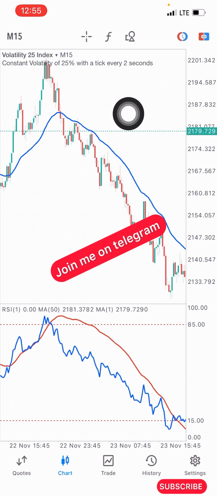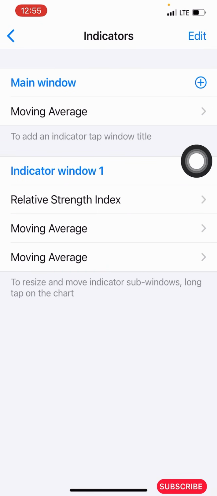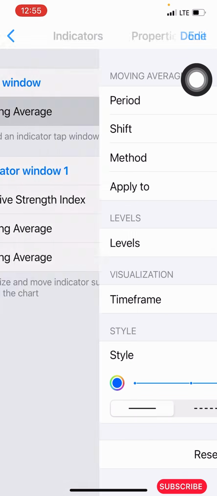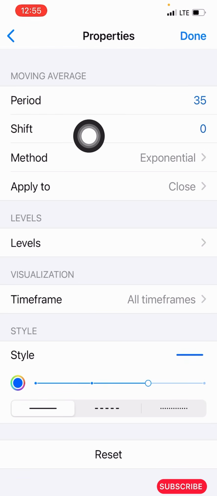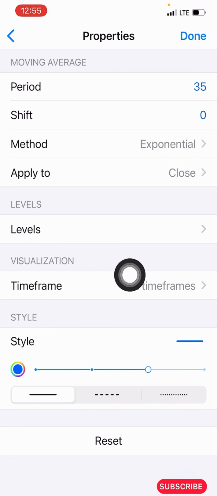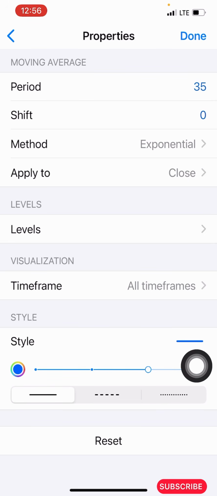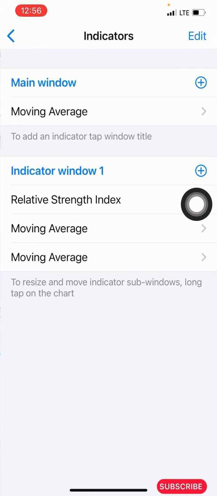Okay, so the first thing we have to do here is to click on this F icon here. After clicking on that, as you can see here, our first indicator is the moving average. So you're going to be clicking on this plus icon, then you search for your moving average. All right, the period is 35, shift is 0, method is exponential, apply to is close. All right, the level you leave it as it is, time frame all time frame. The style you make the color blue, 3 pixel, and you click on done. All right, so once you add that, you're going to have this blue line here on your chart.